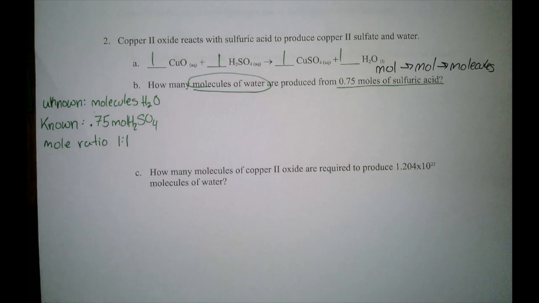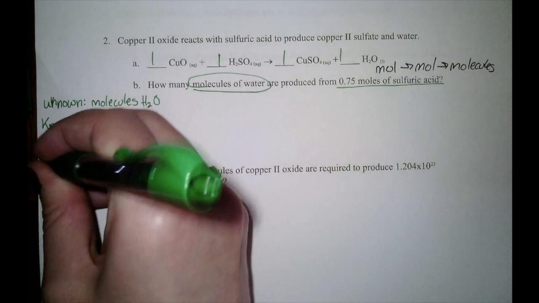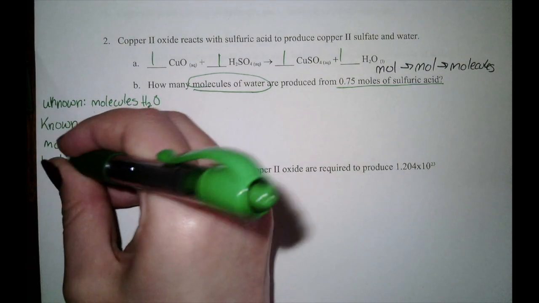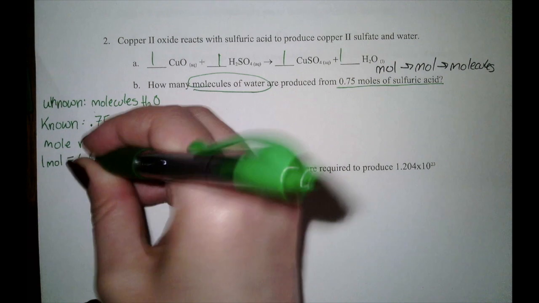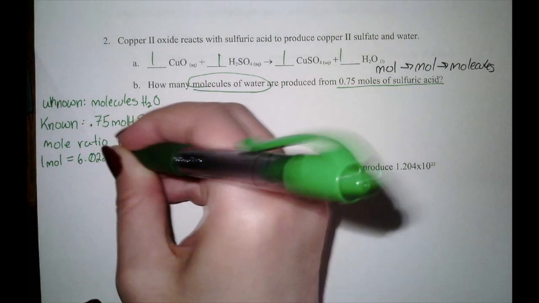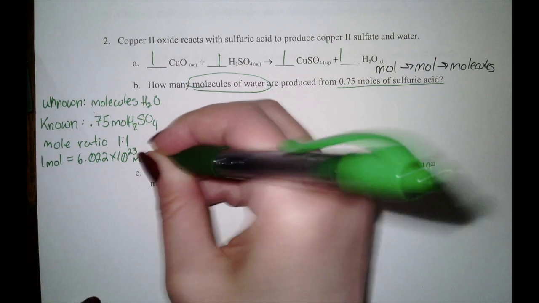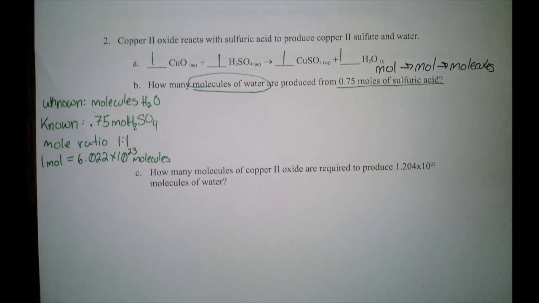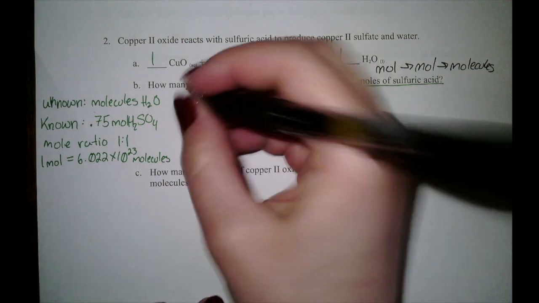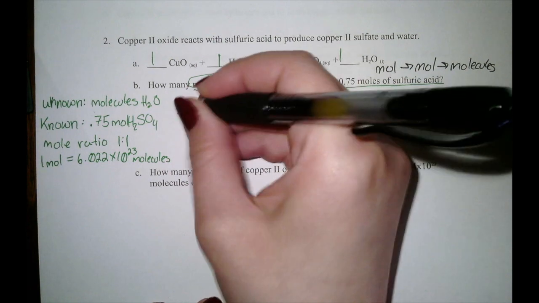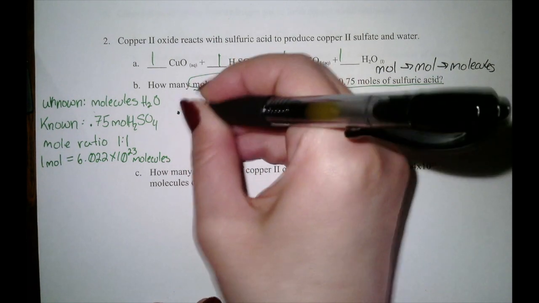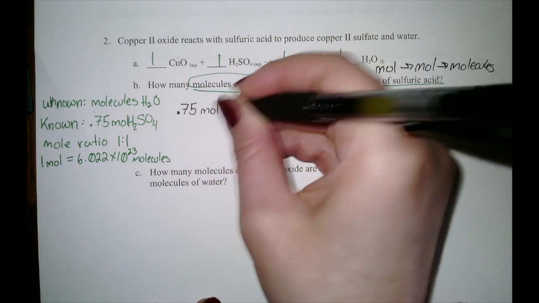Lastly, to convert between moles and molecules, we need to use Avogadro's number, which tells us that 1 mole is equal to 6.022 times 10 to the 23rd molecules, or really any particle for that matter. Now that I've outlined my unknown and my knowns, I can set up my calculation here. So I'm going to start with my first known, 0.75 moles of sulfuric acid.